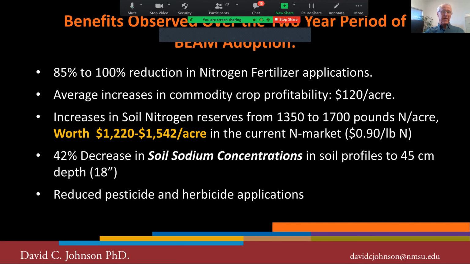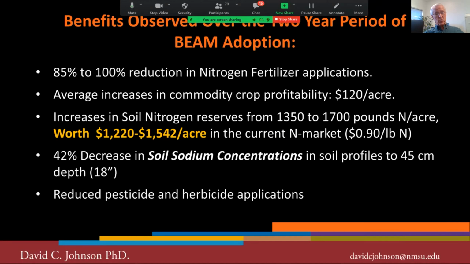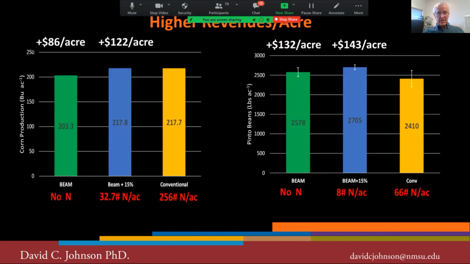The benefits we observed: 85 to 100% reduction in nitrogen fertilizer applications, average increases in commodity crop profitability of $120 an acre, increases in soil nitrogen reserves from 1,350 to 1,700 pounds of nitrogen per acre. So over those 2 years, the nitrogen we put into that soil with the microbes was worth $1,200 to $1,500 per acre. There was a 42% decrease in soil sodium concentration in the whole soil profile down to 18 inches, and reduced pesticide and herbicide applications. The profit per acre for our treatments was $86 to $122 an acre for corn, and $132 to $143 an acre for pinto bean.